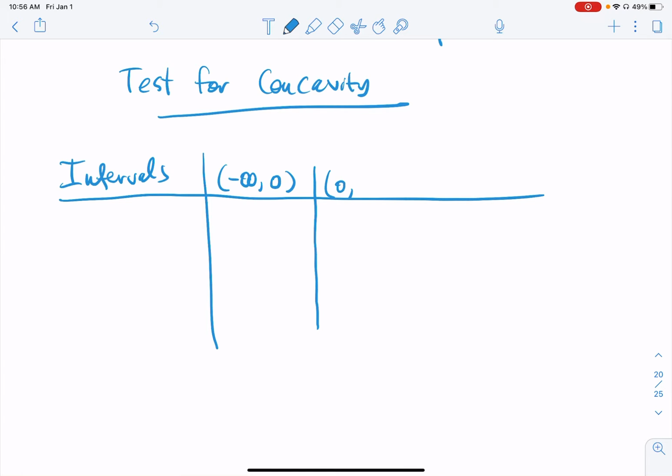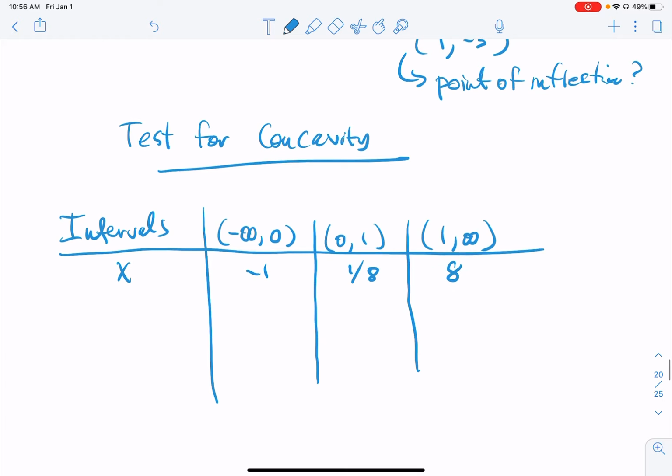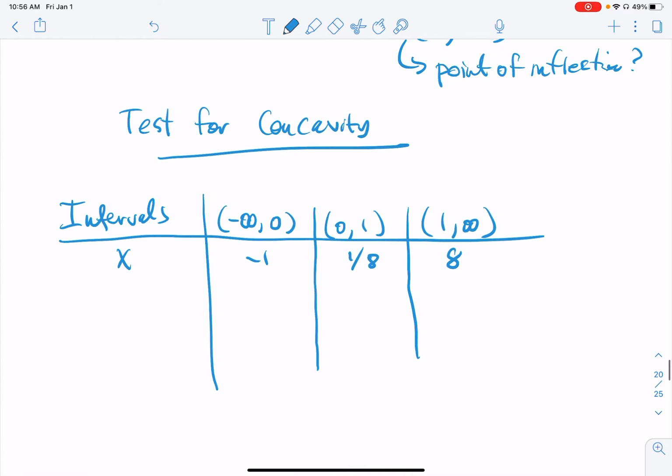Going to go up to 1, from 0 to 1, and then finally 1 to infinity. Pick some test values like -1. How about 1/8? And then 8. Yeah, all that sounds good. Again, I chose those numbers because they're perfect cubes. Where do they go this time?